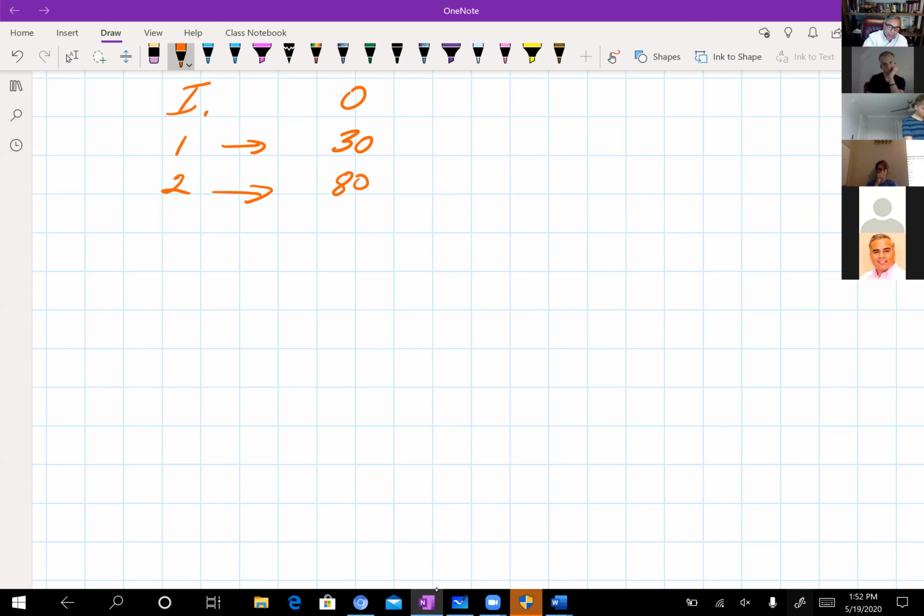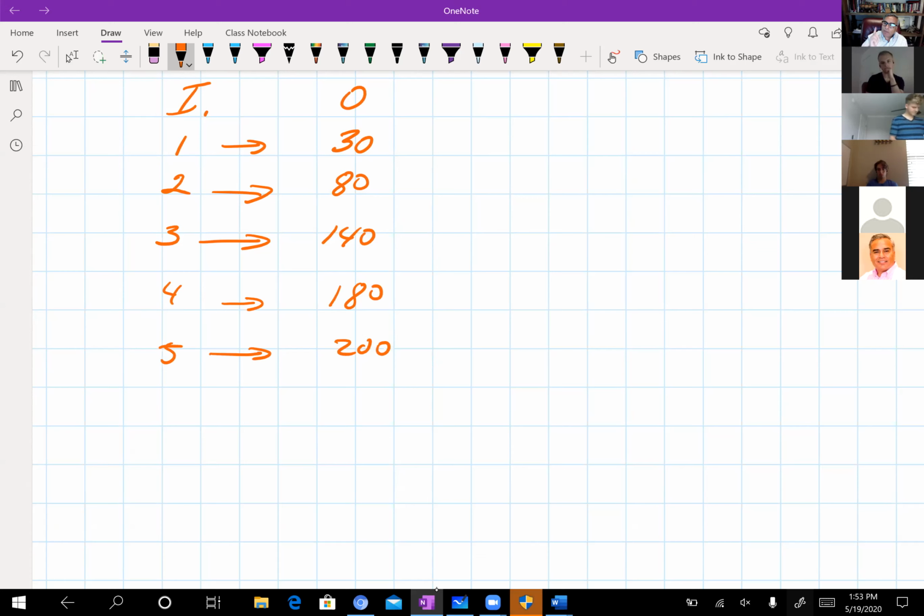Then I hire another guy to come and help him make the burgers, right? And now the output goes to 140. This is the number of burgers that we're making. Then I go with the next guy, and now my output increased to 180. Then I hire the next guy, and my output increased to 200.